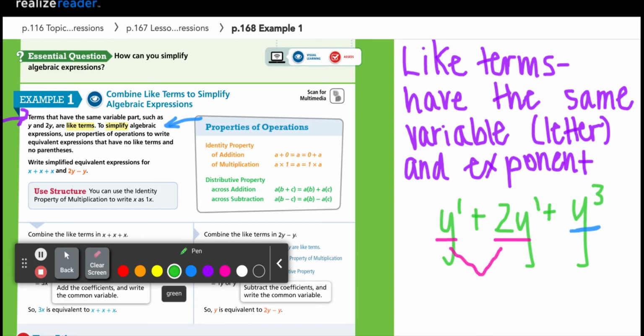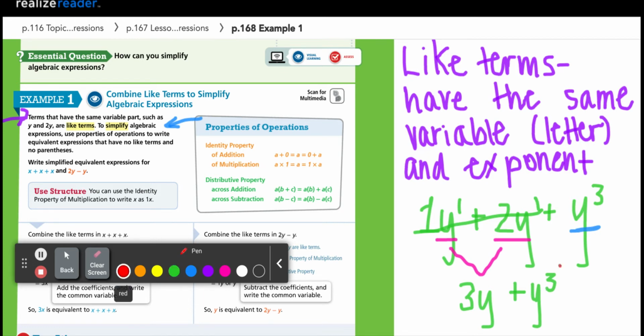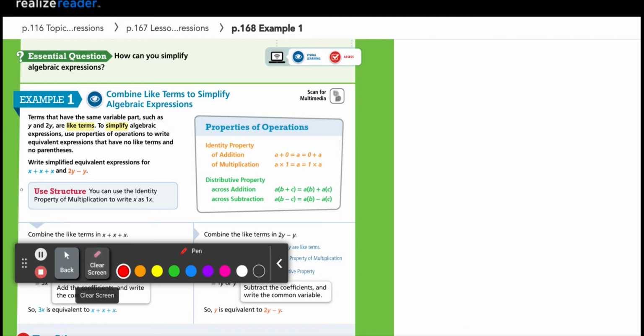Well, 1y plus 2y is 3y. So I combine those terms, and then I would just bring down the plus y to the third power. So right there, we combine like terms, and we rewrote that expression in simplest form. So the answer would be 3y plus y to the third power. And then look at this little blue box here. It says you can use the identity property of multiplication to write x as 1x. We've been doing that in the classroom. We're used to that. Okay, so let's look at another example.